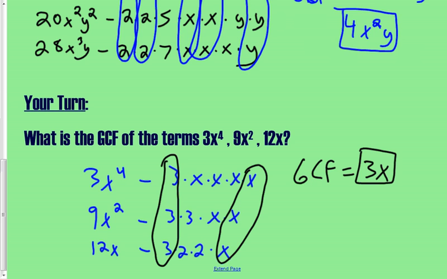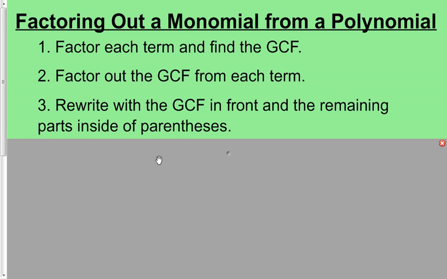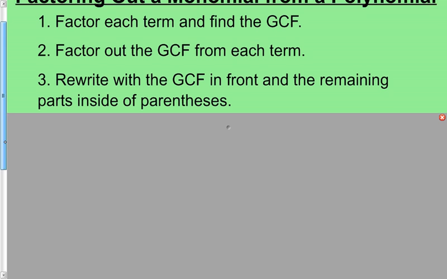Now we're going to use that skill to factor out a monomial. Like we talked about just before, it's almost like the distributive property backwards. We're going to go backwards and pull out a number and put that in front. So here are our basic steps for factoring out a monomial from a polynomial. Factor each term and find the greatest common factor. Then factor that greatest common factor out of each term and rewrite it with that greatest common factor in the front and the remaining parts in the parentheses. So let's see how that works.